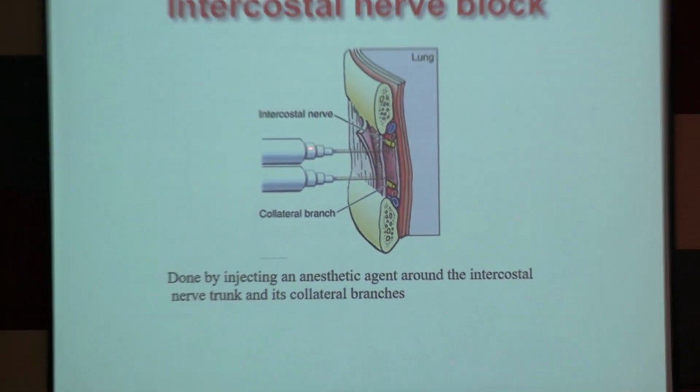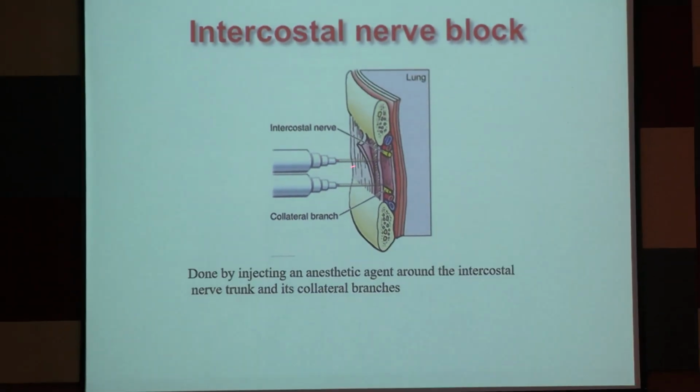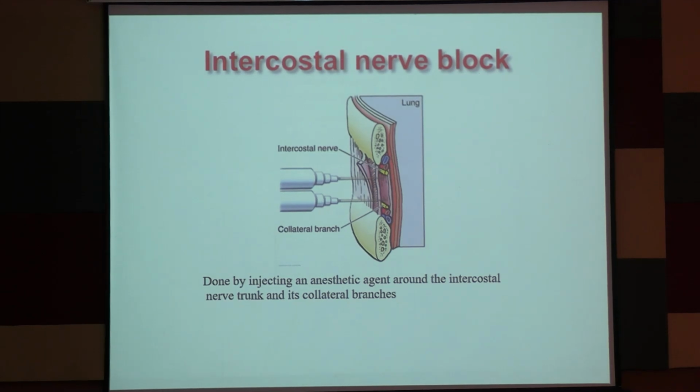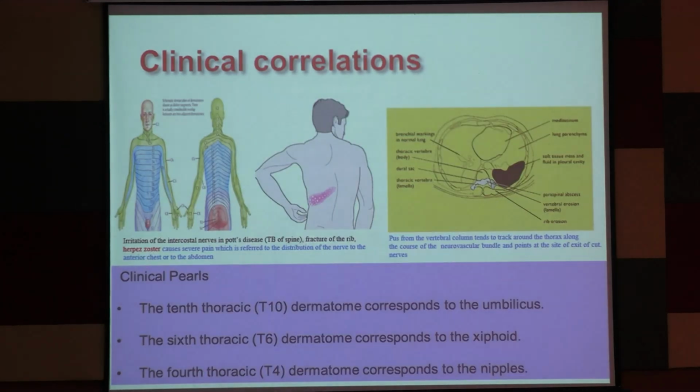So once you find the intercostal space, you have to know the nerve is lying at the lowermost part. Then you put the drug in this space, and wait for some time till the nerve takes up the drug and gets disabled for some period of time, and then we can do the surgeries.